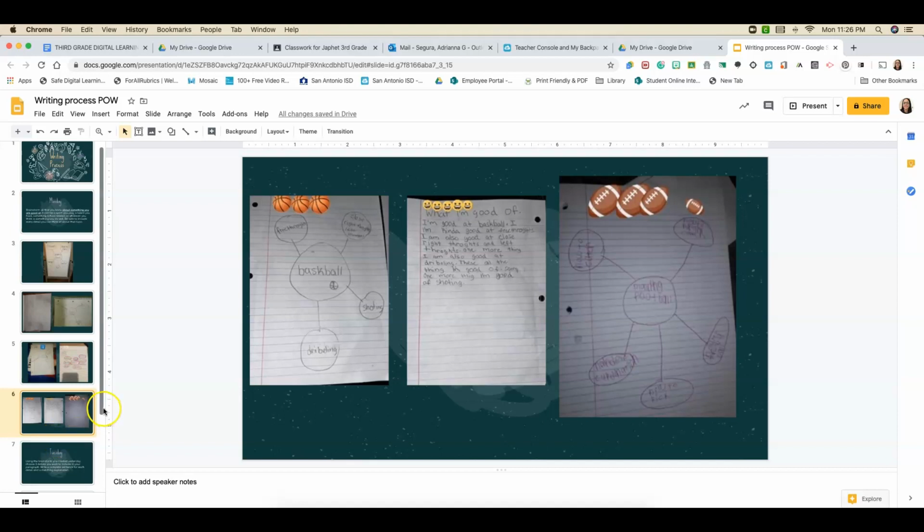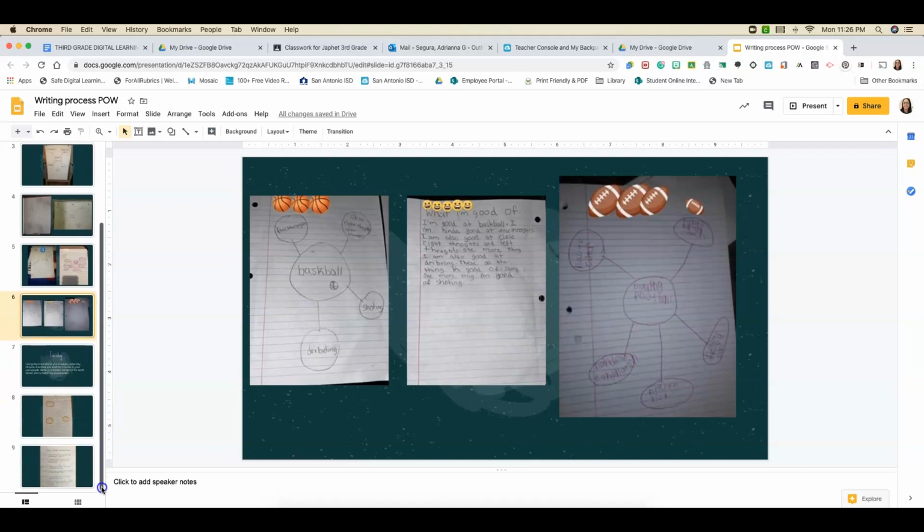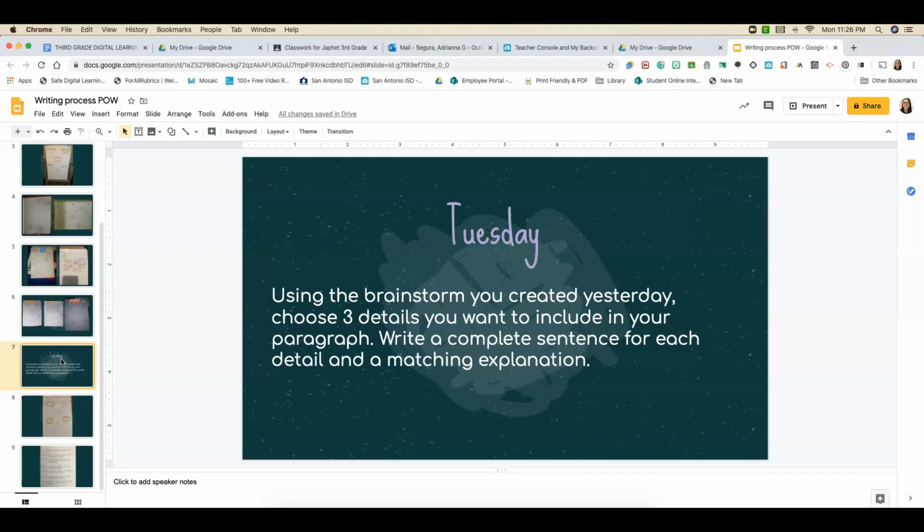Okay, so let's move on to today's assignment. So Tuesday. Okay, so this is what I want you to do today. You are going to use the brainstorm that you made yesterday, the graphic organizer, and you're going to choose 3 details that you want to put in your paragraph. Make sure those details are something that you know a lot about because you're going to be adding an explanation to each detail. So 1 detail is going to equal 2 sentences.